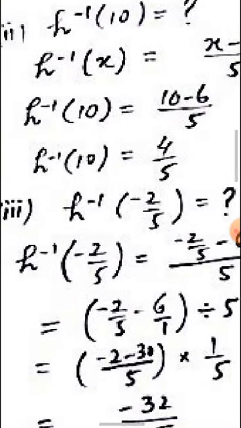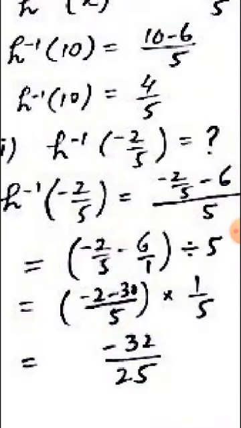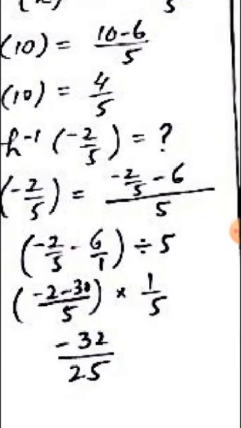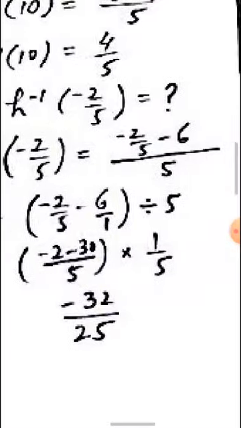Similarly, third part, h inverse minus 2 by 5. Put the value of x, which is minus 2 by 5, in the function. H inverse minus 2 by 5 is equal to (minus 2 by 5 minus 6) over 5, or you can write (minus 2 by 5 minus 6) divided by 5. Simplify it, take LCM. 5 is the LCM. So (minus 2 minus 30) over 5, multiply 1 over 5. Minus 2 minus 30 means minus 32, and 5 multiply 5 is 25. This is the answer of h inverse minus 2 by 5.